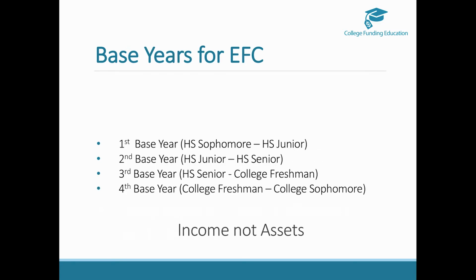Okay, so what are the base years? Well, the first base year is going to be when your kid is a high school sophomore through high school junior. So that tax year, the spring of the high school sophomore year and the fall of the high school junior year. That's the first base year from the tax year standpoint. The second base year would be the tax year when they are a junior and a senior. The third base year would be the tax year when they're a senior and a freshman in college, and then freshman in college to the college sophomore is the fourth base year.